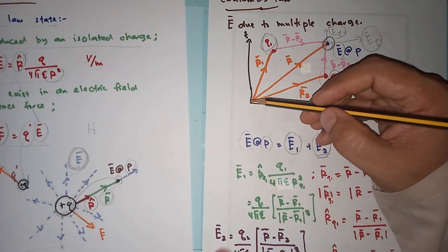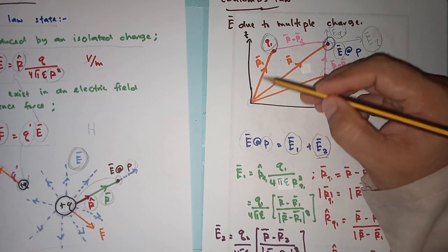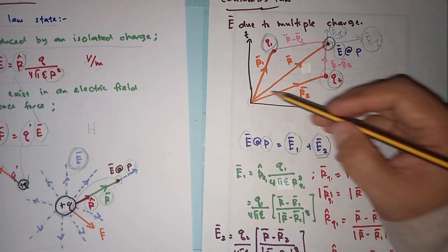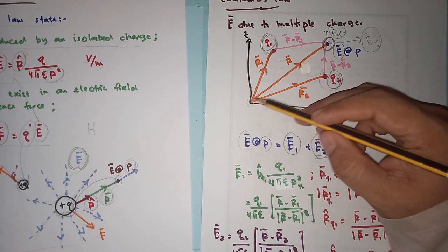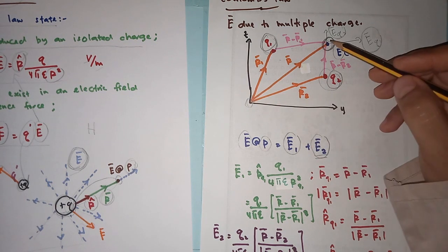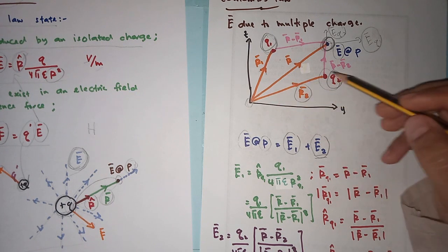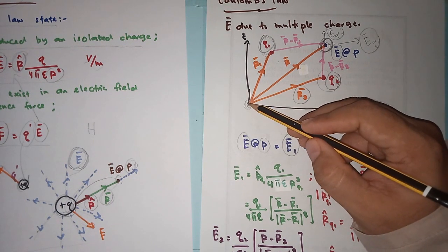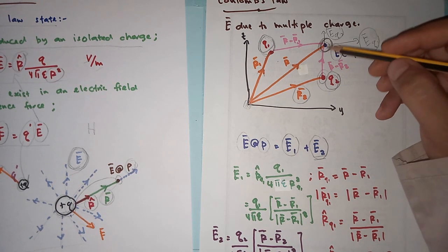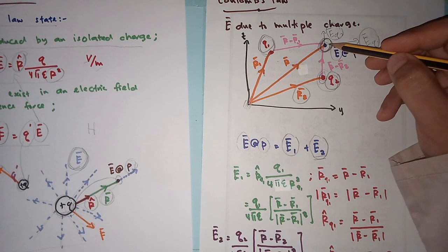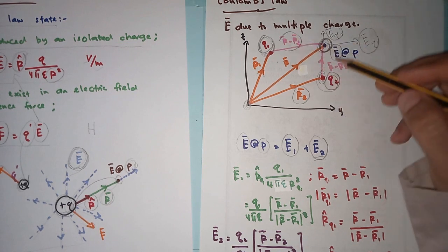So the distance and direction from the origin to our Q1 is given by this vector R1. The vector R represents our distance and direction from our origin to the test point, and the vector R2 represents the direction and distance between our origin and our Q2. And the direction and distance between our Q2 and the test point, as well as our Q1 and our test point, are given by these vectors respectively.